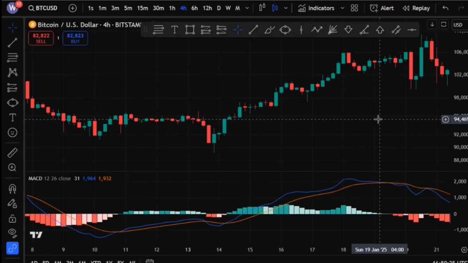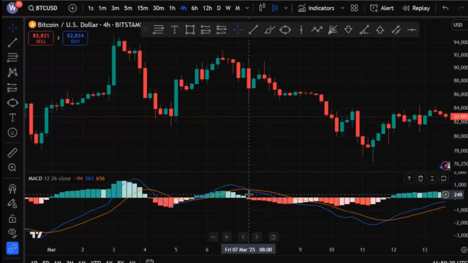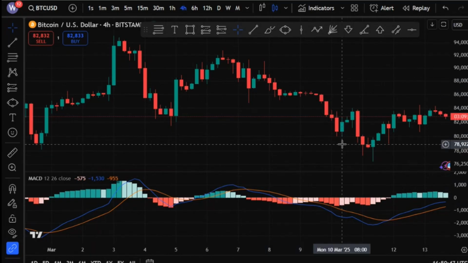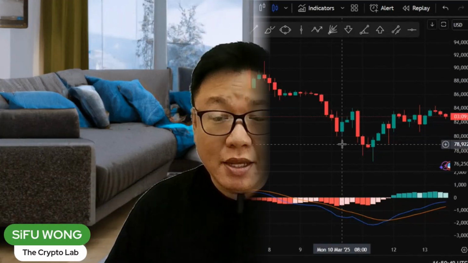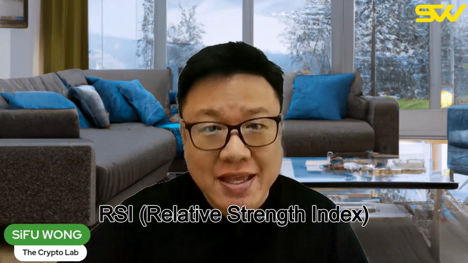And the same goes for your short position as well. As you can see here, this is your death cross above the 0 line, and also a red histogram has formed here. This is the part where you should short your position down. As simple as that. Indicator number 3 that everyone should know is your RSI, or Relative Strength Index.